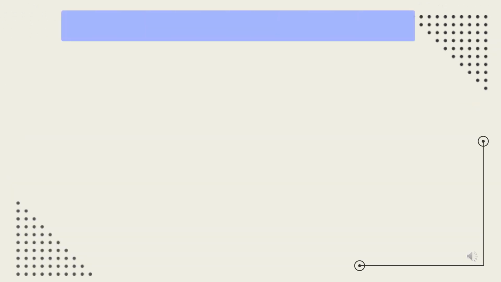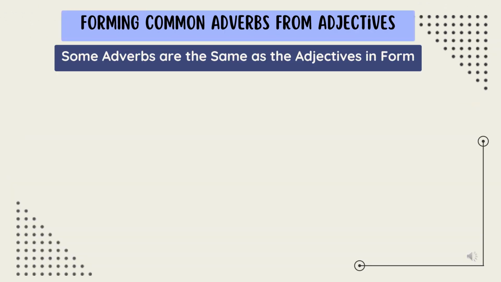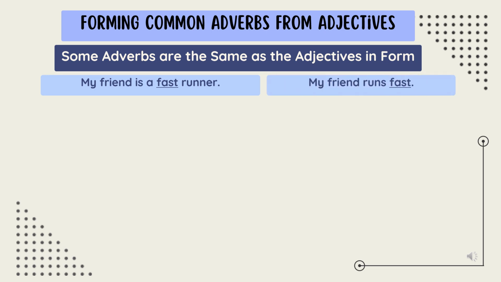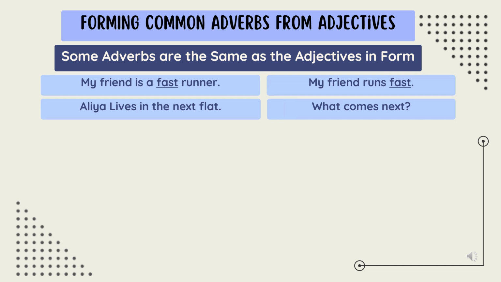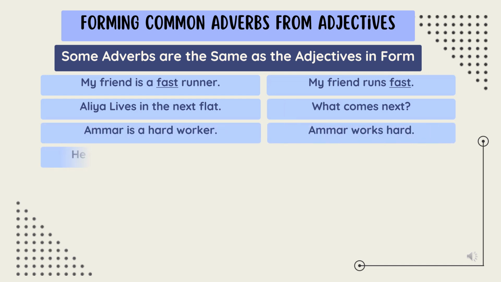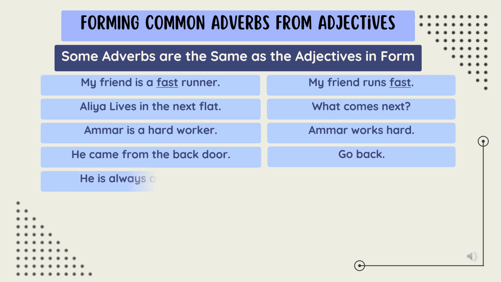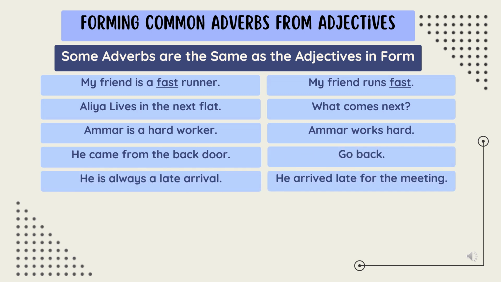Some adverbs are the same as the adjectives in form. My friend is a fast runner. My friend runs fast. Aaliyah lives in the next flat. What comes next? Almar is a hard worker. Almar works hard. He came from the back door. Go back. He is always a late arrival. He arrived late for the meeting.